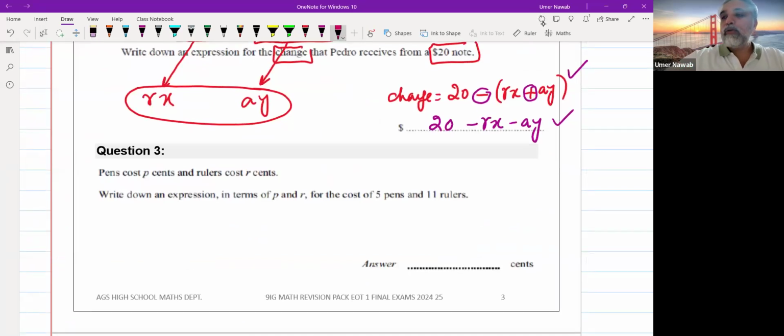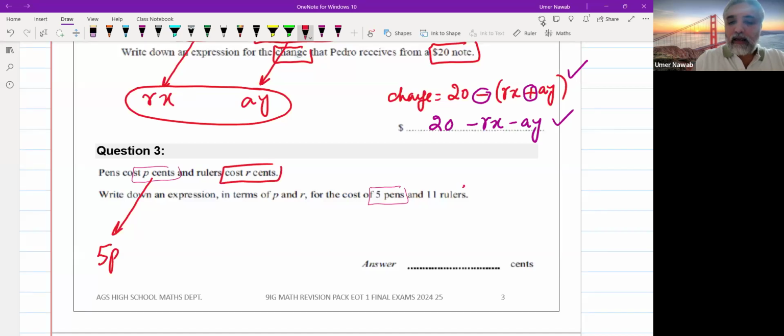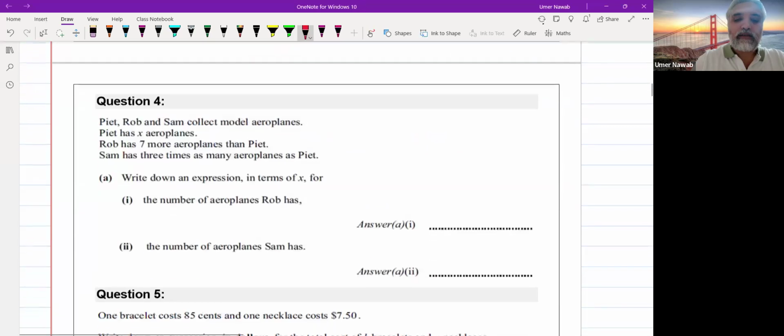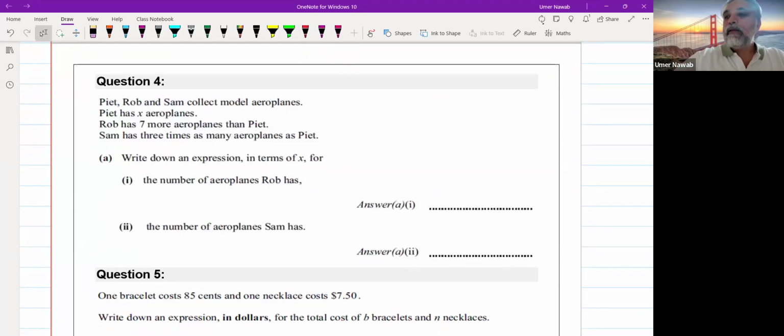Now I'm going to go to the next questions and write the answers directly, because they are repeated concepts, guys. So 5 pens, the price of 1 pen is P. So obviously, the total price of 5 pens will be 5p. And I have 11 rulers. The cost of one ruler is R. So 11 rulers cost will be 11R. I'm looking for the total. So final answer is 5p plus 11R. Next. Then I need to go to the next one.